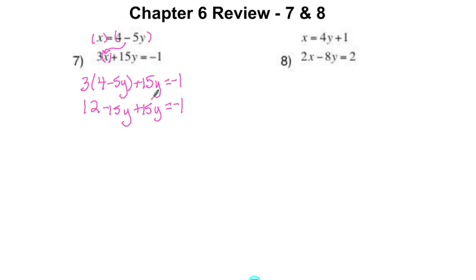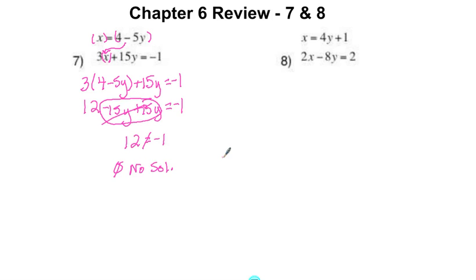If you'll notice, these two amounts right here, my y's are going to cancel because negative 15y plus 15y is 0. That's the additive inverse property. So I get 12 equals negative 1. Don't panic. Whenever we get something like this where all of our variables drop out, it means we're either going to get no solution or all solutions. And this is a false statement, so that means this is a no solution.